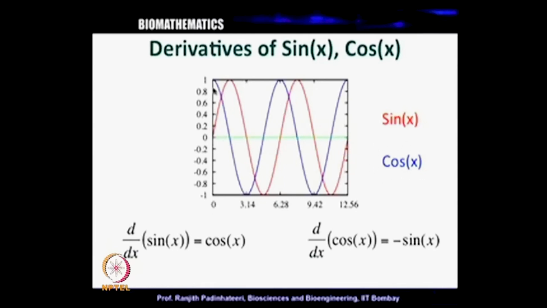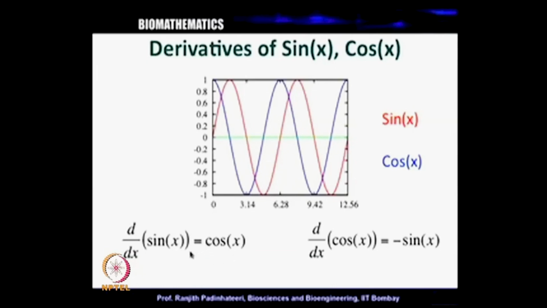So, look at it, for 0, cos 0 is 1. So, starting from 1, cos pi by 2 is 0, cos pi is minus 1, cos 2 pi is plus 1. So, you can see that the blue curve represents the cos of x and the red curve represents sin of x. Now, our claim is that the derivative of sin x is cos x.